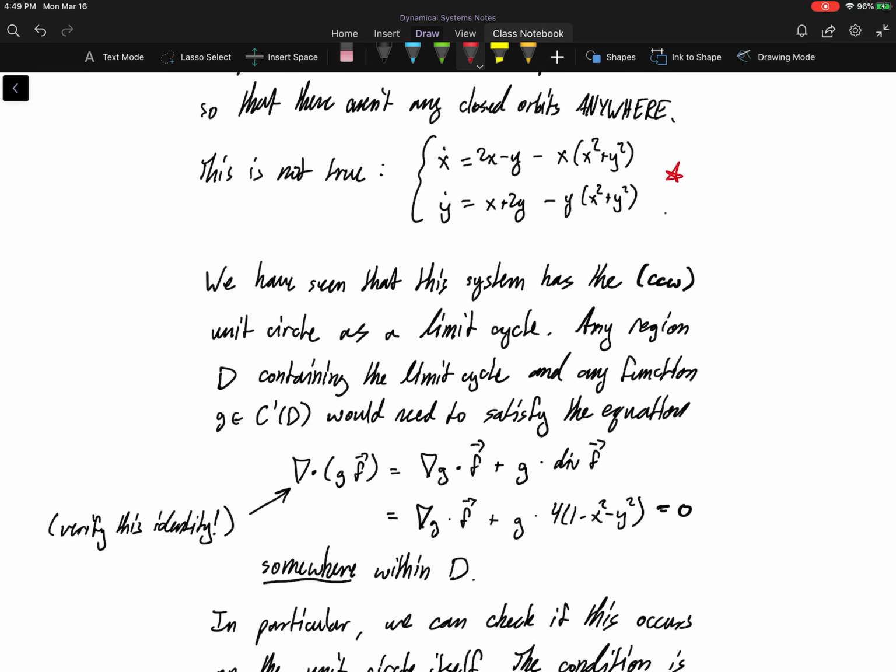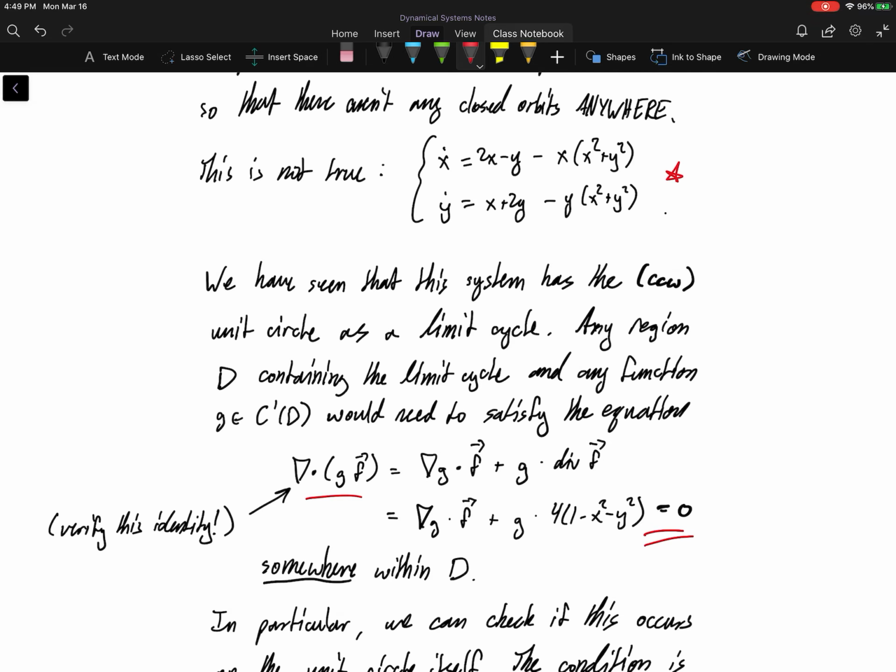But any region D that contains that limit cycle, and any function g that I'd like to take to be my Dulac function, would need to satisfy the following equation, right? The divergence of that vector field would have to hit 0 somewhere. Okay? That needs to happen, right?